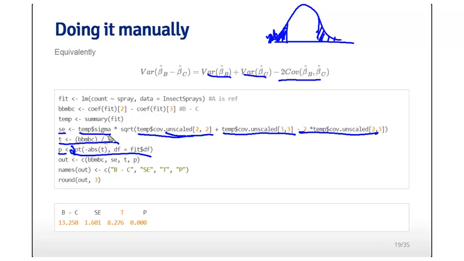Okay, and my out is, I'm defining just the set of things that I want to output, call it that, I'm giving it a bunch of names, and there you go. Round out 3 just means print it to 3 digits. So there's my estimate, there's its standard error, and there's its t-statistic.